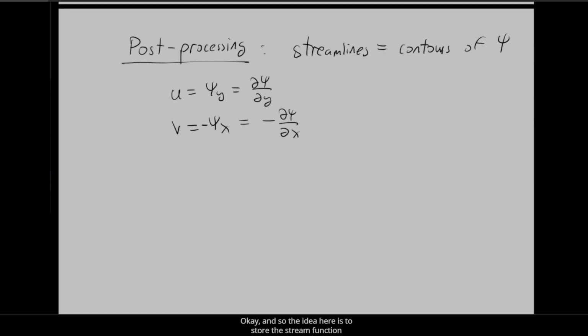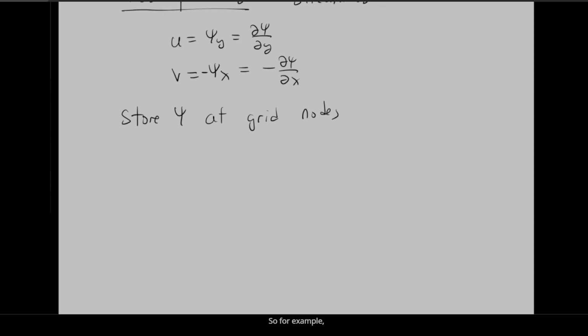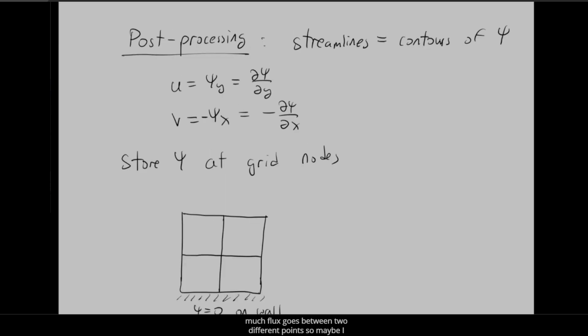Okay. And so the idea here is to store the stream function psi at your grid nodes. So for example, you have a mesh right here. On the wall, we're going to say that psi is equal to 0. So let's say this is the wall right here. So psi is equal to 0 on the wall. It doesn't matter if the wall is moving. The value of psi is something that you can use to compute how much flux goes between two different points. So maybe I should just draw that over here.